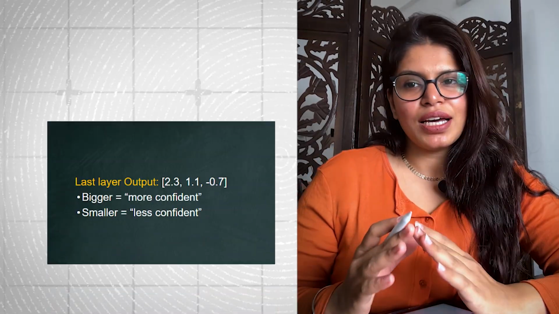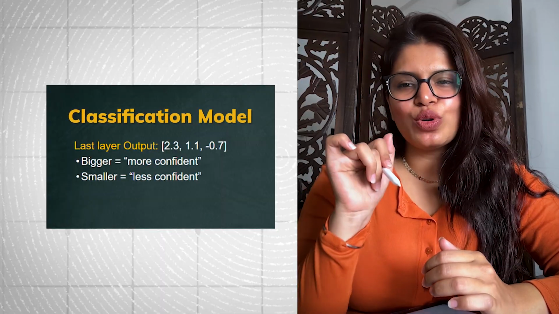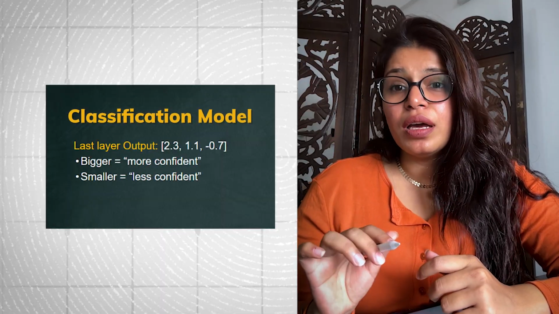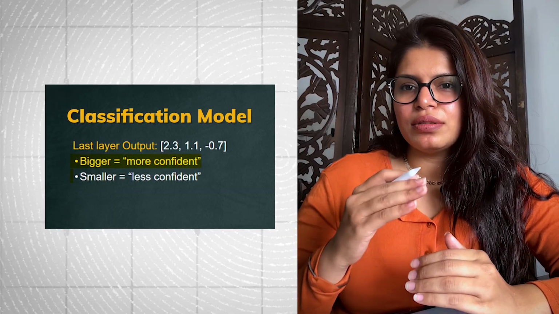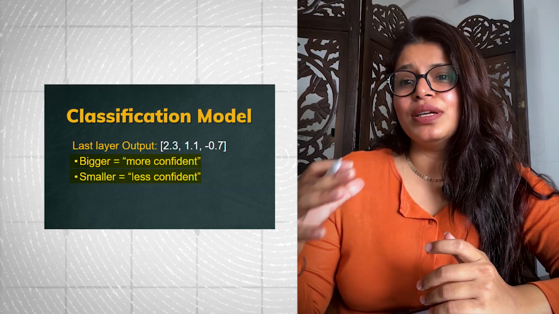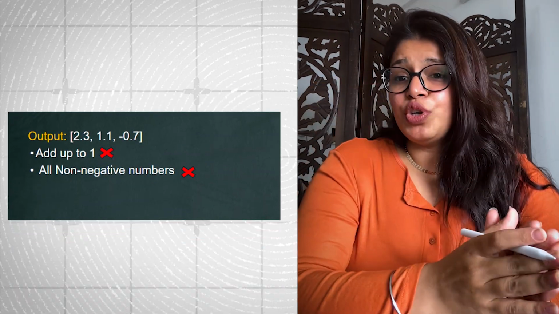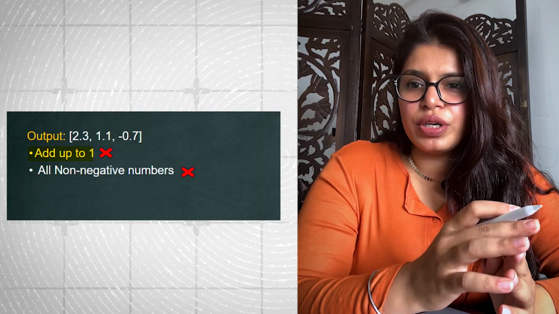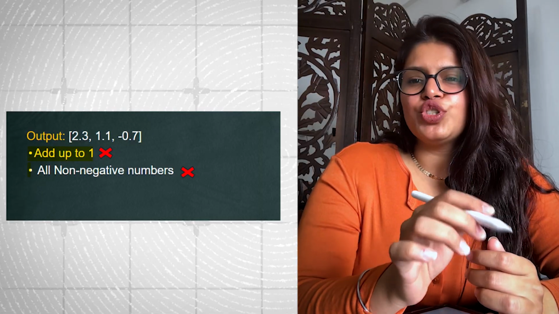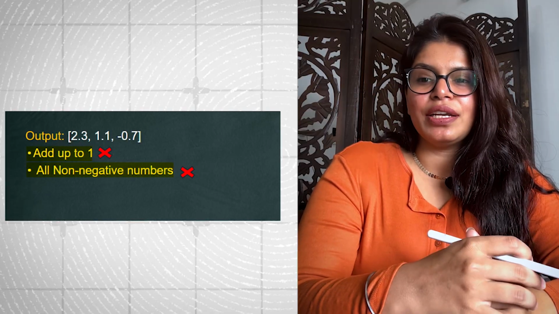Imagine we have created a classification model and the neural network's last layer spits out these raw numbers. Here, the bigger the number, the more confident the model is, and the smaller the number, the less confident the model is. But these numbers are not probabilities. For them to be probabilities, these numbers should add up to 1, which they don't. Also, all of them should be positive or at least 0, because probability cannot be negative.